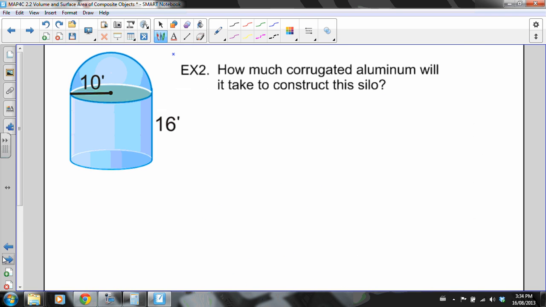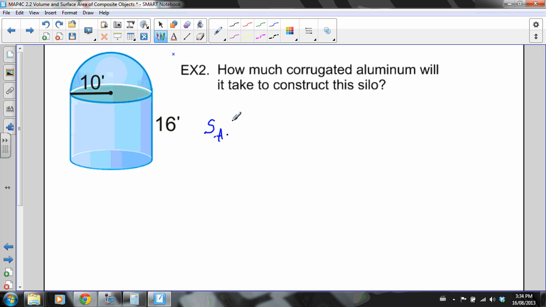Number 2. How much corrugated aluminum will it take to construct this silo? Of course, sort of in the background here is us having to make the decision, is this a volume question or is this a surface area question? And the last one, filling a mold with porcelain to make a sink, that's volume. Here, this isn't filled with corrugated aluminum, it's just along the outside, right? And so, in fact, this is surface area.